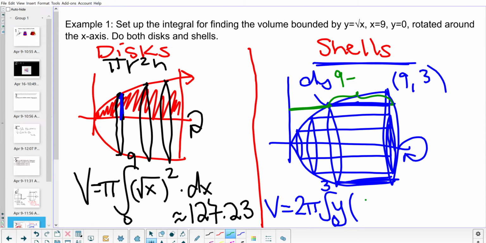So 9 minus, so it's basically right minus left. So right is x equals 9 minus y squared. x equals y squared. So that is just right minus left. dy.